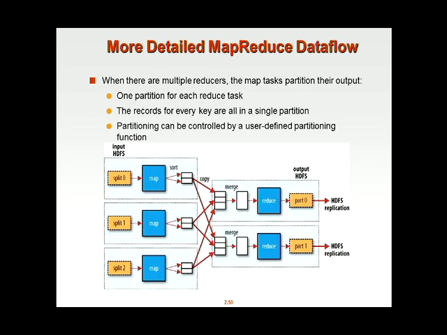And here is a more detailed data flow of MapReduce. Let's look at this. When there are multiple reducers, what can we do? In this figure, assume that we have 3 data splits and 2 reducers. For each split, we use one mapper task to process that data split. Within this mapper task, each map function deals with one key-value pair. And locally in this phase, we have some local sorting and also partitioning.